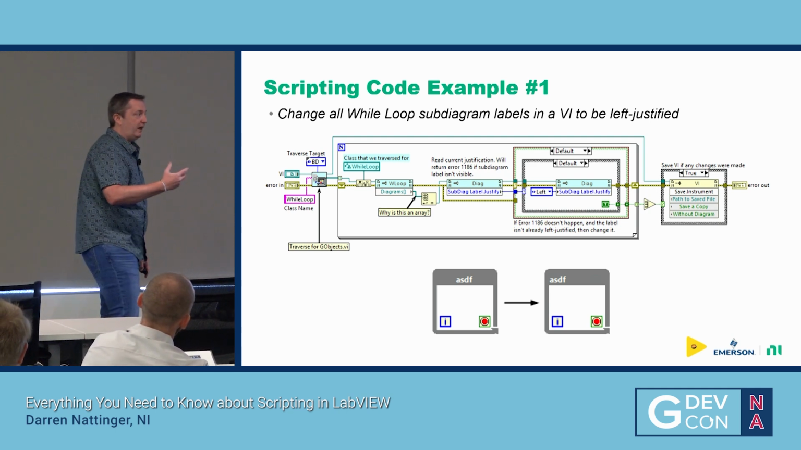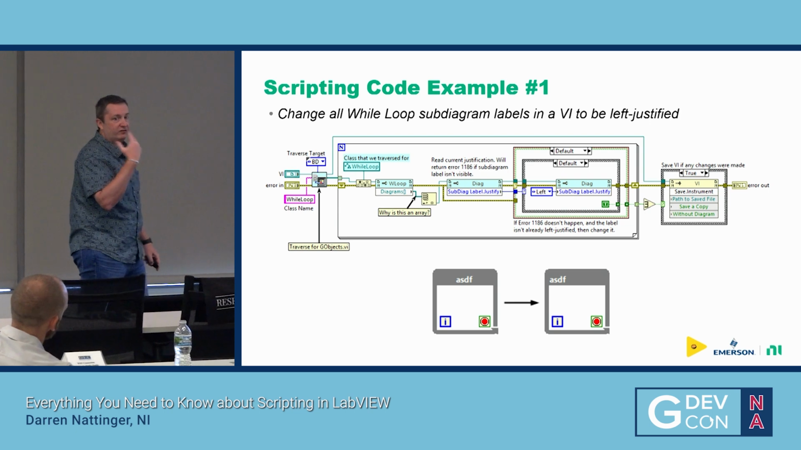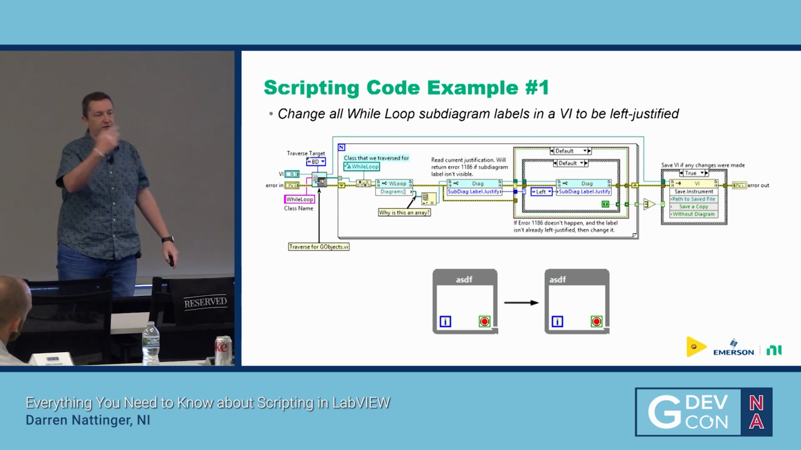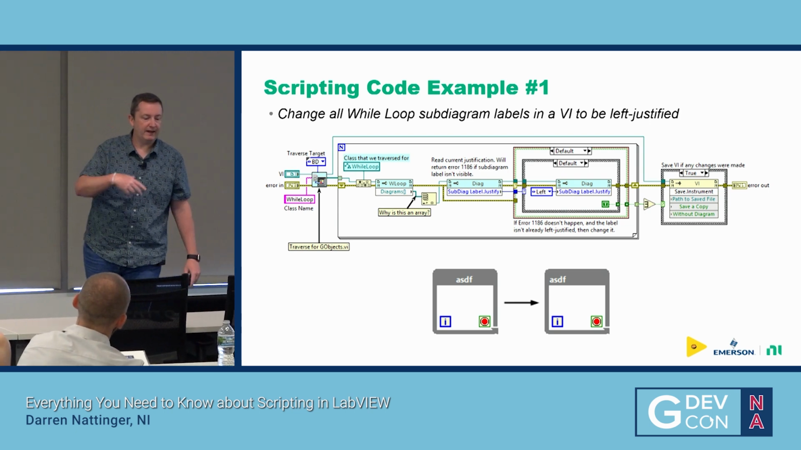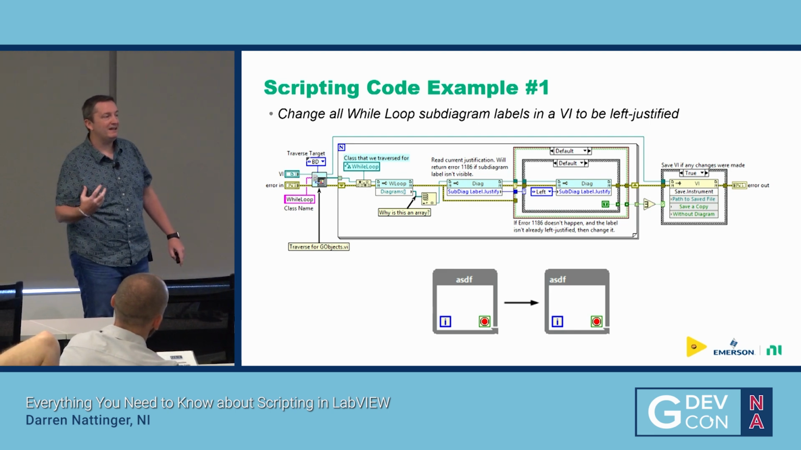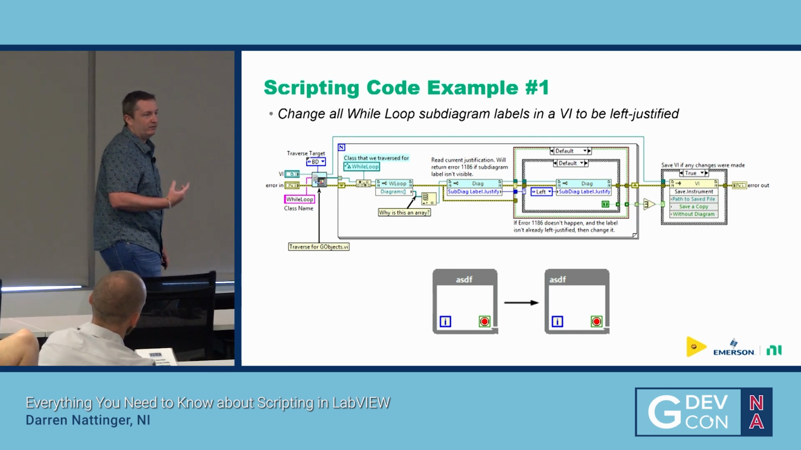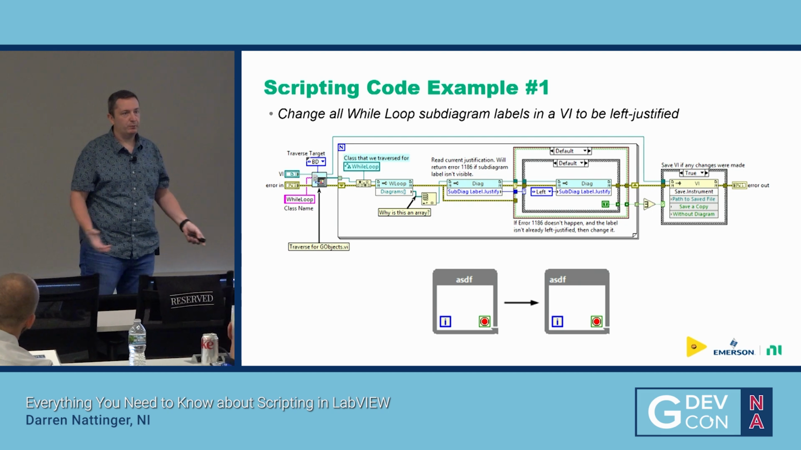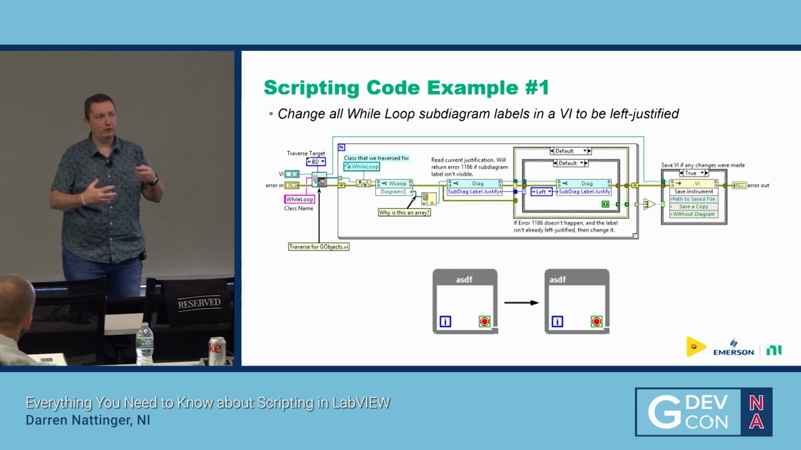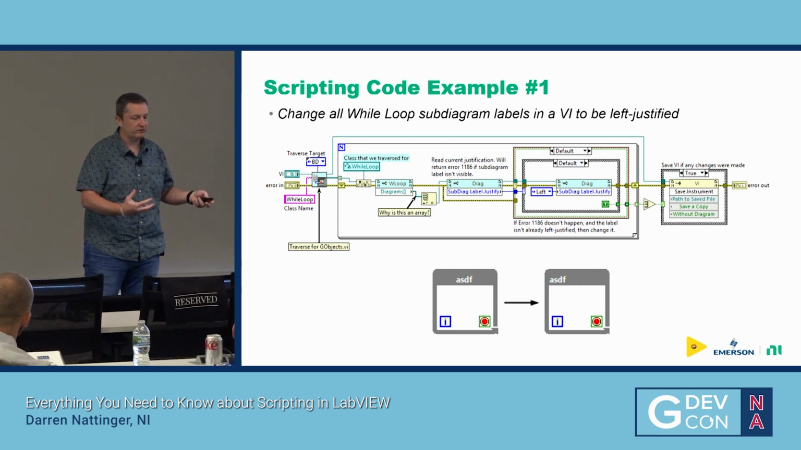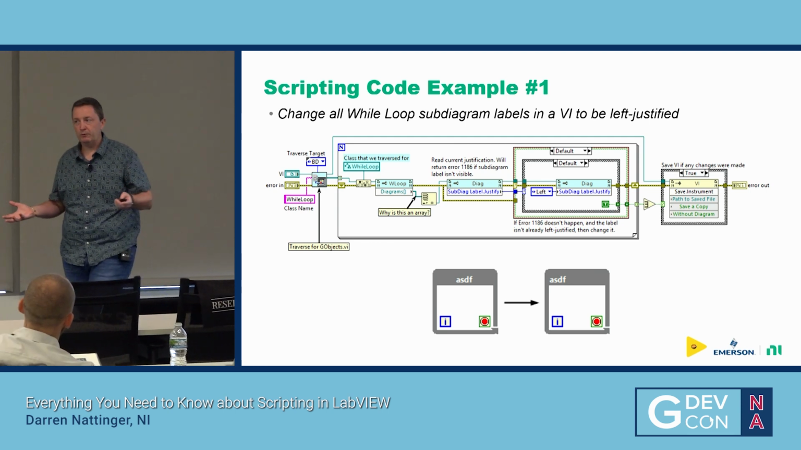And if we don't get an error, and if it is a justification that's not left, we are going to set it to left. Then outside the for loop, once we're done, if we made any changes to this VI, we are going to save this VI. This is an example of some relatively common scripting code that's changing block diagram aesthetics. In this case, just moving a subdiagram label.